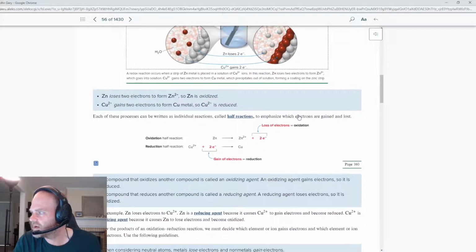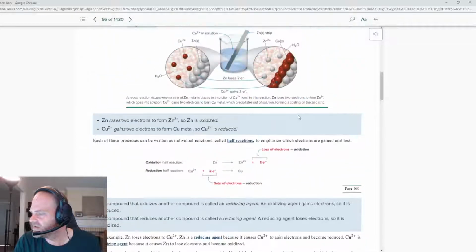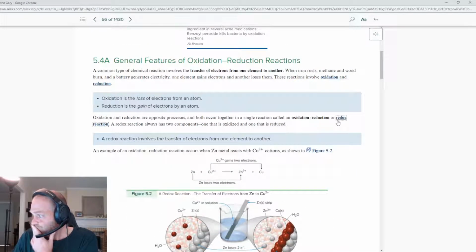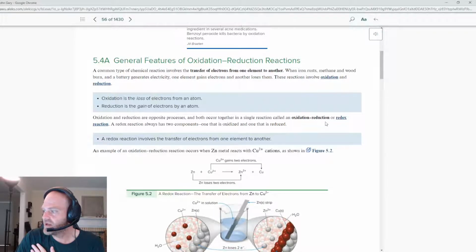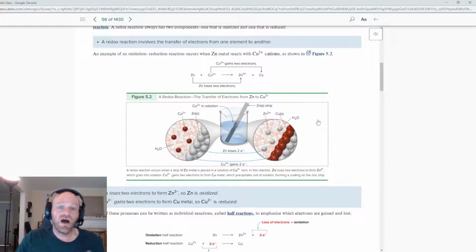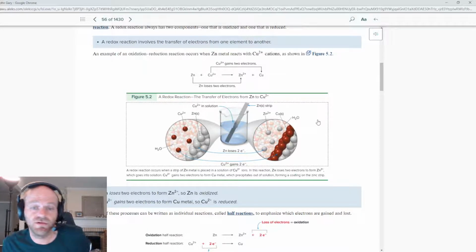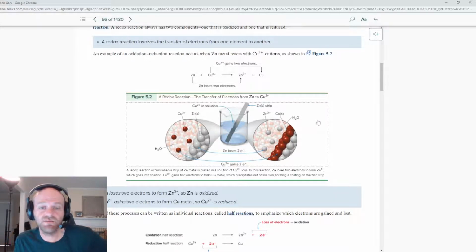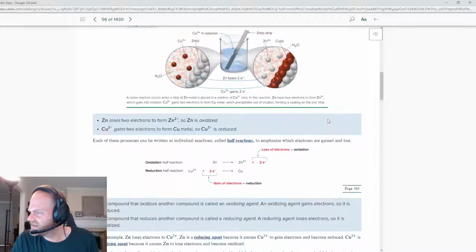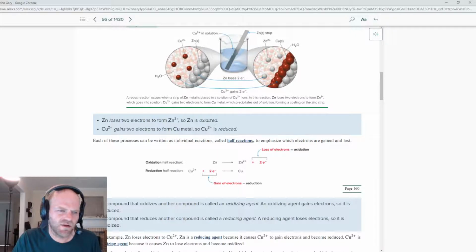Redox is like a shorthand term. Let me see if they use it anywhere here. Yeah, redox reaction. Okay, oxidation reduction. So, oxidation just means that it has lost electrons. Reduction means that it's gained electrons. And that's just something you're going to have to kind of keep up with. I think they said there's a mnemonic tool.